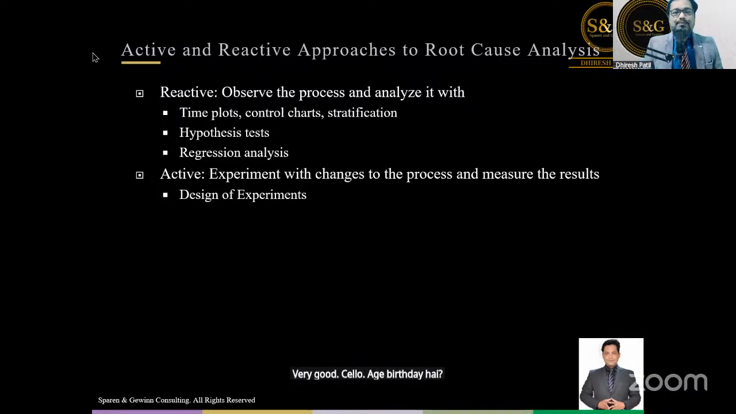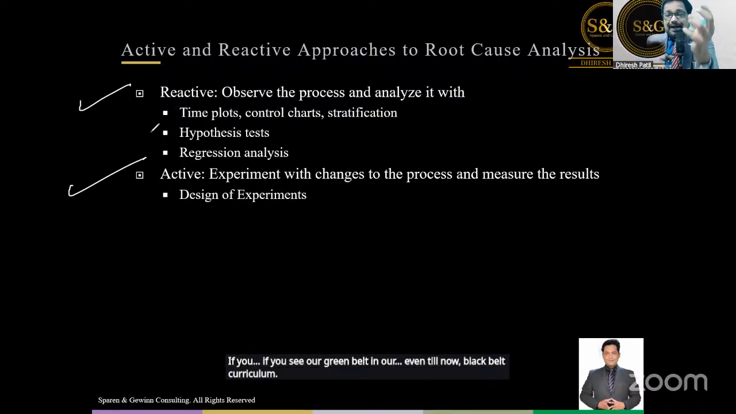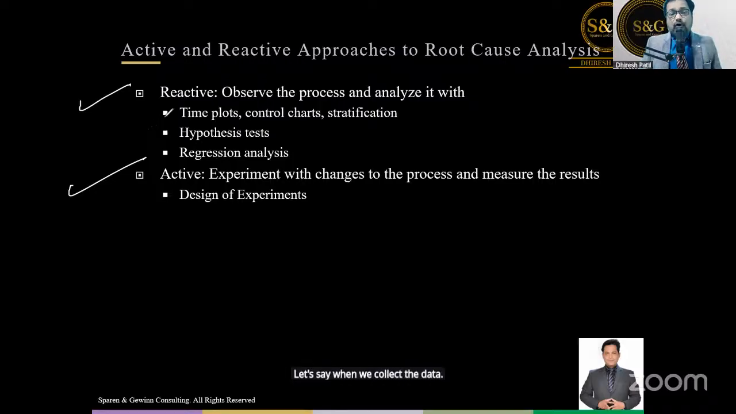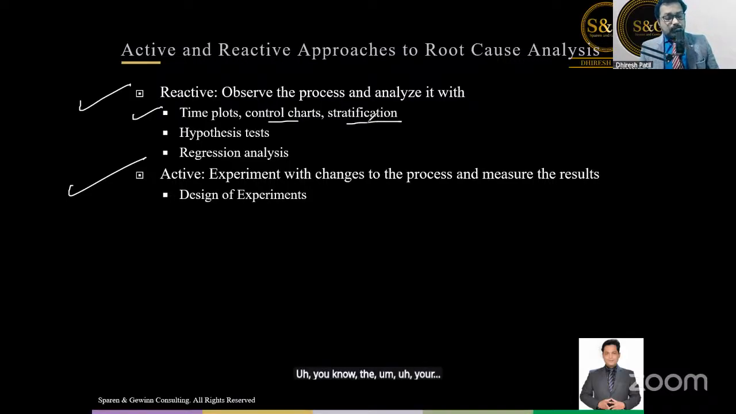So there are two types of approaches of data collection and root cause analysis. One is called reactive and one is called active. If you see our green belt and even till now black belt curriculum, when we collect the data, before we do a time series plot, control chart, stratification, pie chart or histogram, whatever graph you want to put, you have to first collect the data.